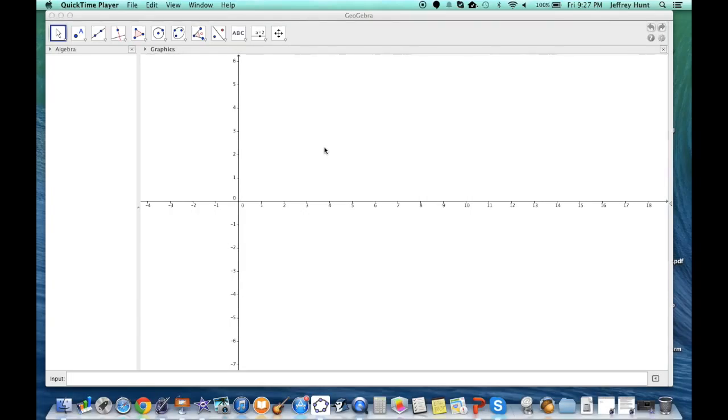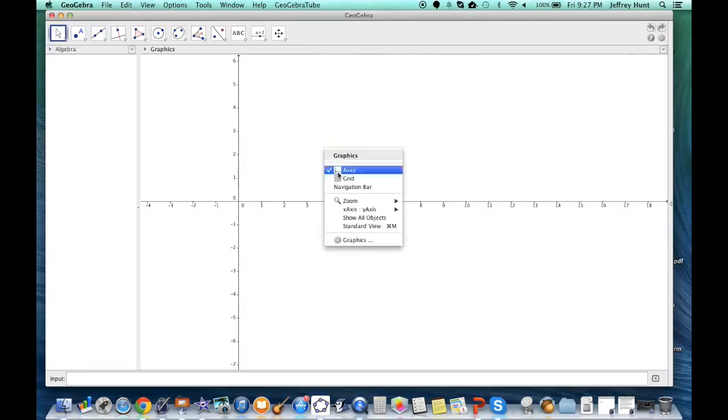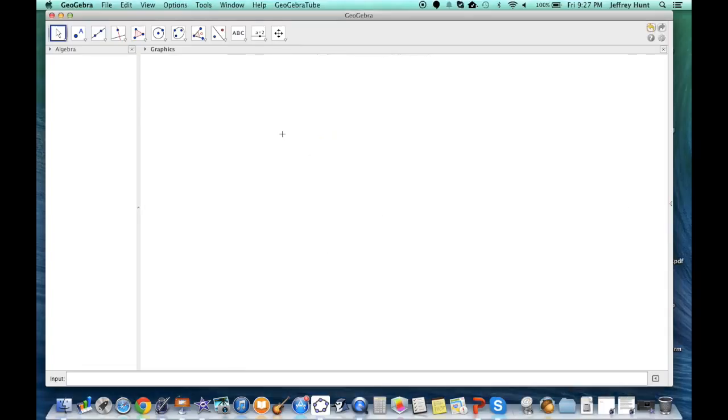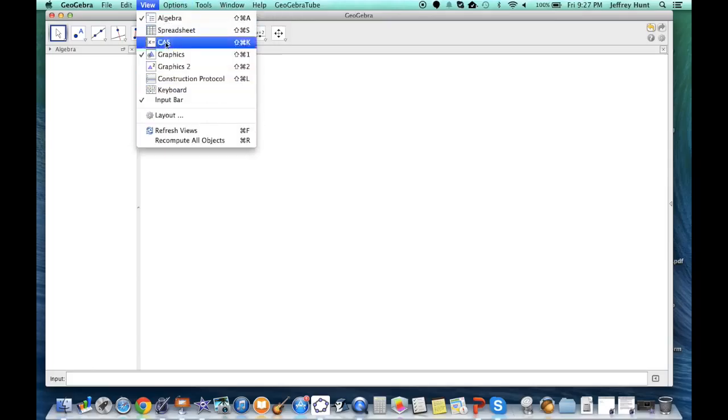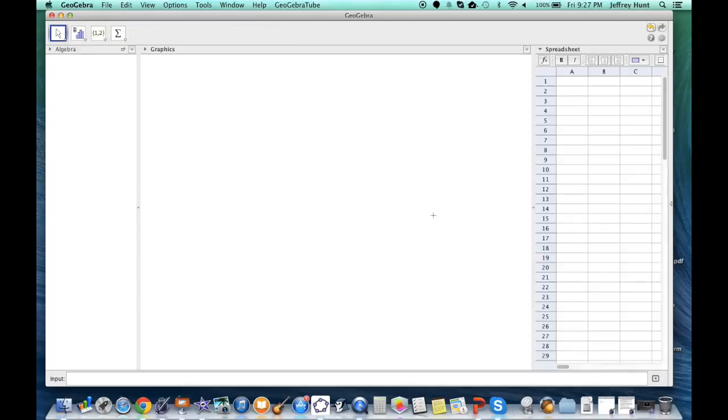So as we start with our first drawing, what I'm going to do is I'm opening up GeoGebra. I have an Algebra tab open, a Graphics tab open, and I'm also going to go ahead and open up a spreadsheet view over here on the right hand side.